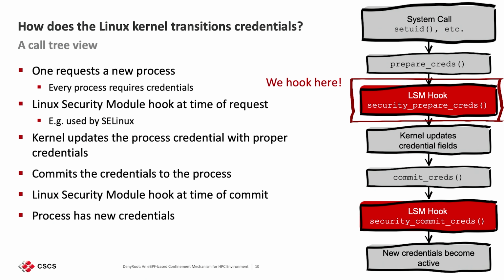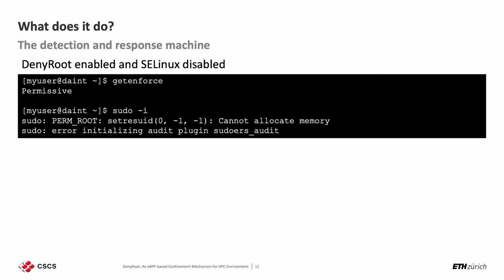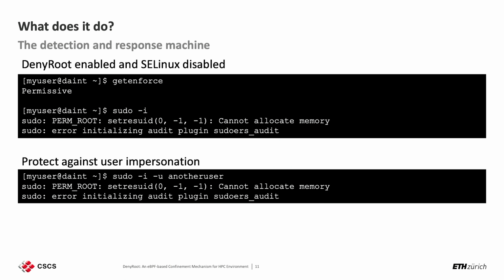It's because enabling SELinux is not the only thing you need to do. You need to do something more that my engineers hate, and every engineer I've met hates. So how does it look? If you have a system where denyroot is enabled but SELinux is disabled, and you try to do sudo and you're not allowed to, which means you cannot change credentials, the program will block. And if I try to change my user, to impersonate another one, the system will also block. That's the idea. But what happens if I have SELinux enabled?